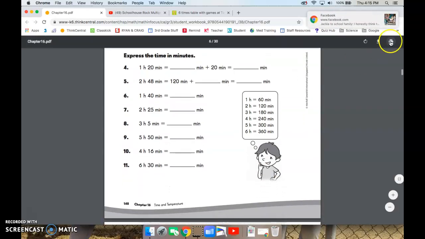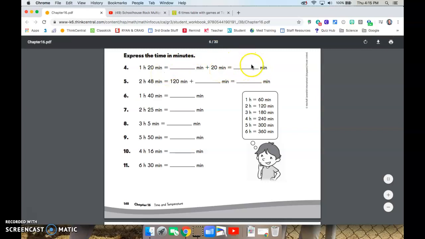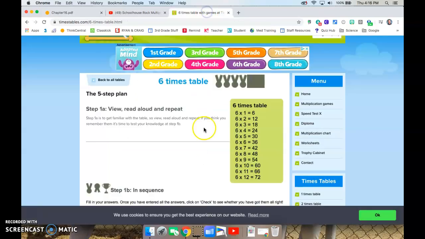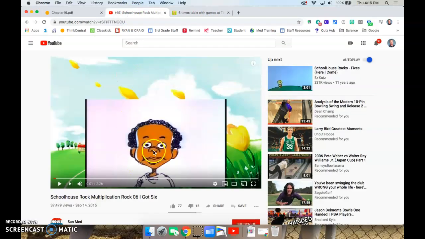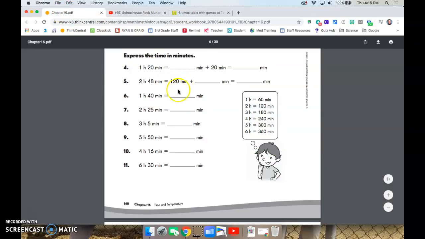Express the time in minutes. 1 hour and 20 minutes equals 60 minutes plus 20 minutes, which equals 80 minutes. This is going to be kind of nice here too. They kind of have that done for you a little bit. I did get a times table set up just in case, and I have the times 6s right here if you wanted to play the times 6 song with Schoolhouse Rocks. That's always a good one. But let's come back here.